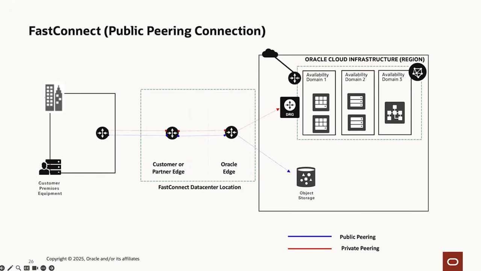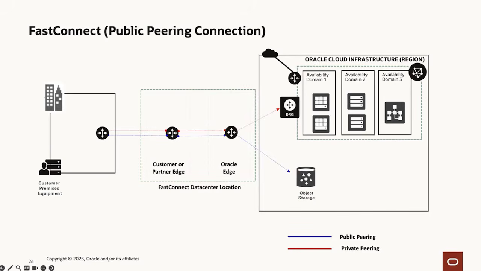When it comes to FastConnect, we have public peering and private peering. Public peering is going to be a direct connection to access public OCI services, such as object storage. An example use case: let's say you have an Oracle database on-premise, and you want to send backups securely into object storage in the cloud, but you don't want to send those backups over the public internet. You could leverage FastConnect, with a dedicated line to send those backups into object storage.